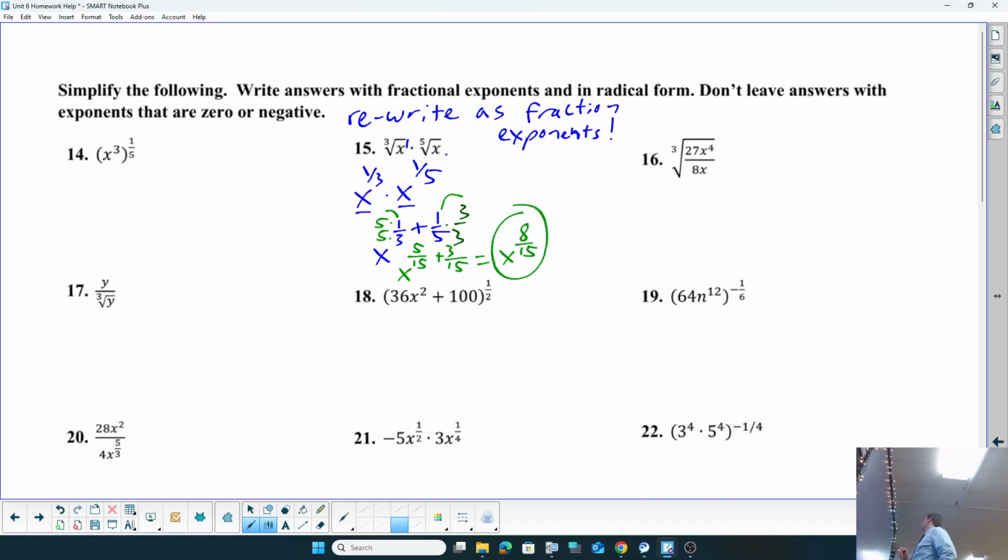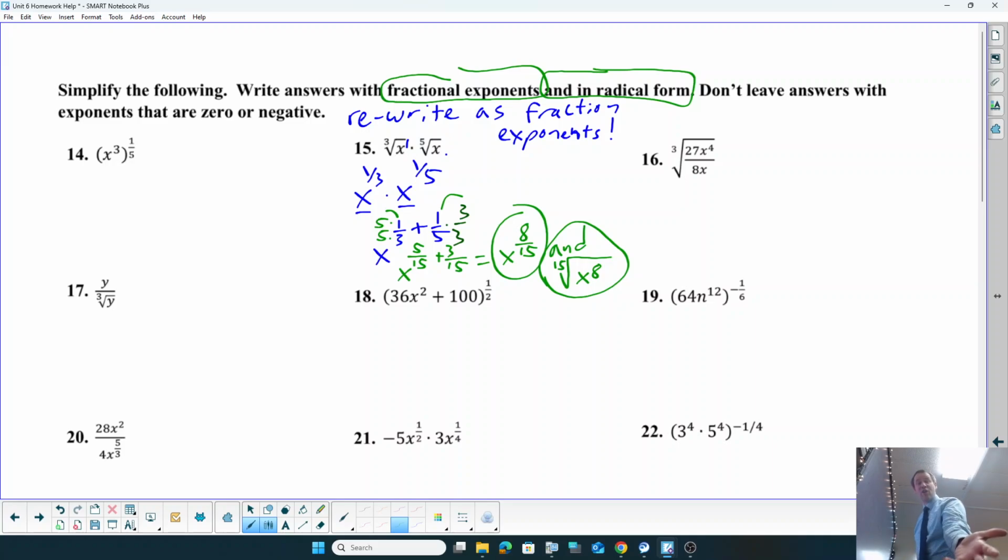Nice. So it says to do it in fraction exponents and in radical form. So that means we have to do both. It's going to be the 15th root of x to the 8th power. And so that's how we do those two. So try 16 now. I think the cube root of 27 is 3, and the cube root of 8 is 2, if that helps you.